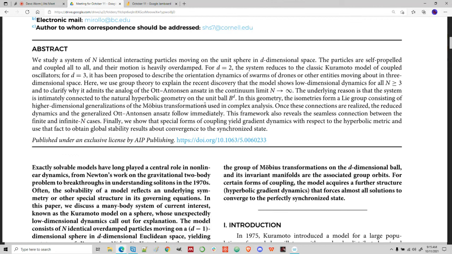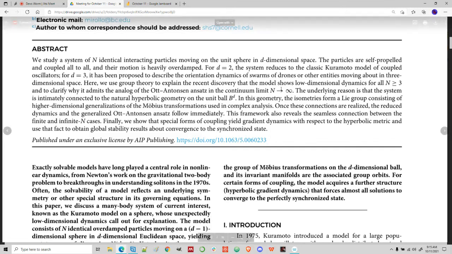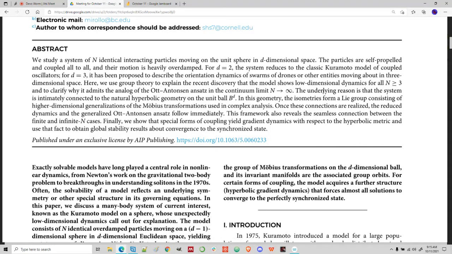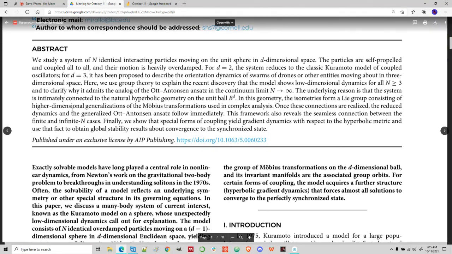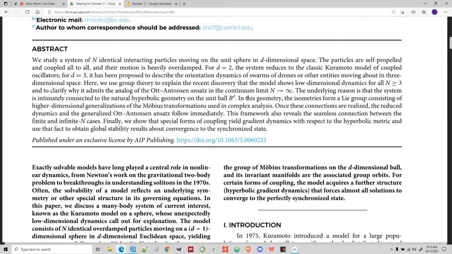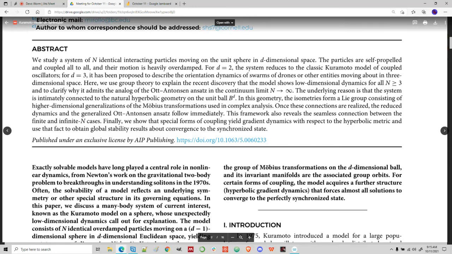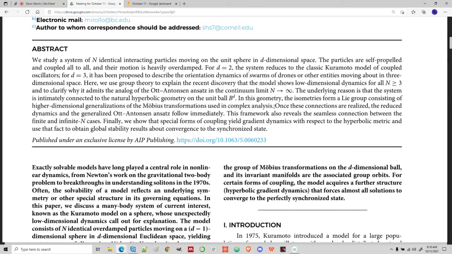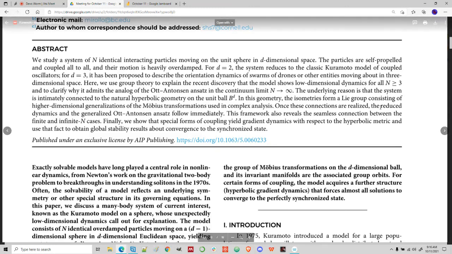So I'm not really sure about what that means. It's beyond my advanced skill set in chaos theory, but the underlying reason is that the system is intimately connected to the natural hyperbolic geometry of the unit ball. In this geometry, isometries form a Lie group consisting of higher dimensional generalizations of the Mobius transformations used in complex analysis. Once these connections are realized, the reduced dynamics and the generalized form follow immediately.